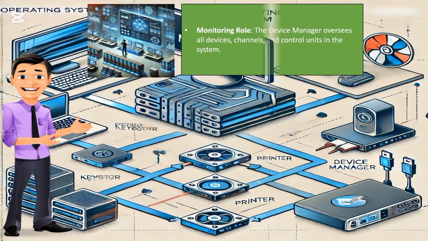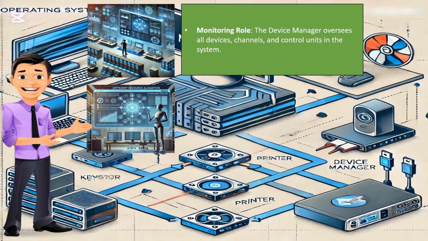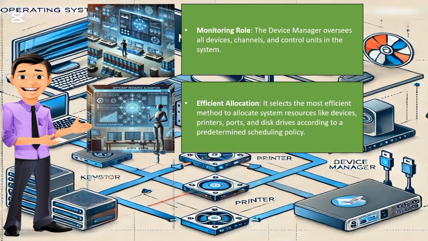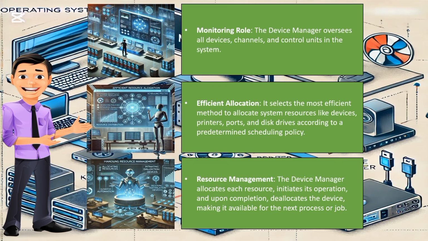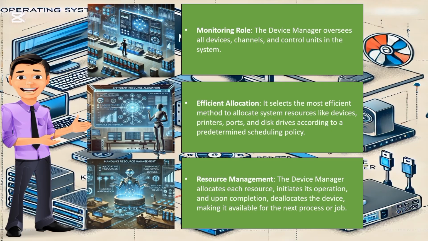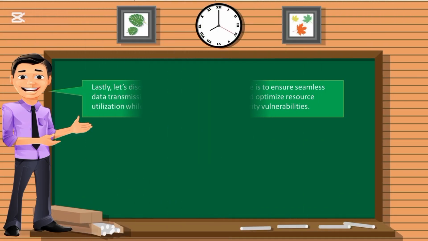Monitoring role. The device manager oversees all devices, channels, and control units in the system. Efficient allocation. It selects the most efficient method to allocate system resources like devices, printers, ports, and disk drives according to a predetermined scheduling policy. Resource management. The device manager allocates each resource, initiates its operation, and upon completion, deallocates the device, making it available for the next process or job.